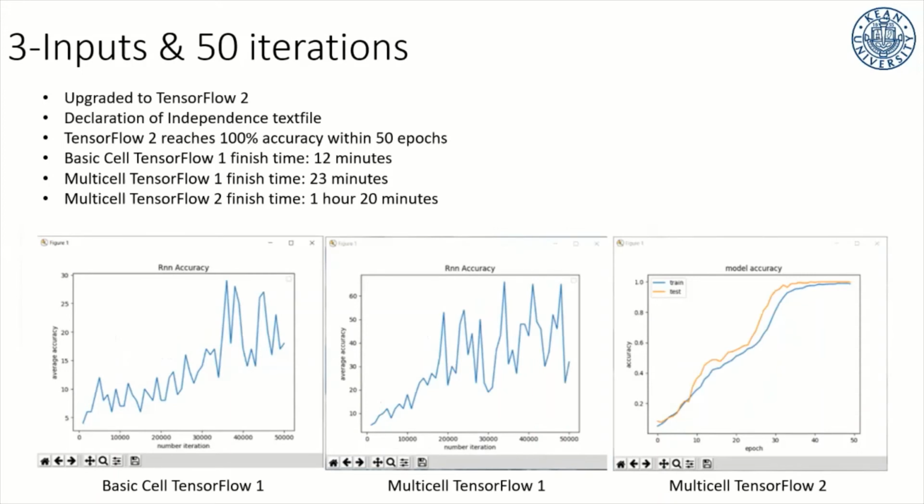Towards the middle of our research, we fully upgraded our RNN script from TensorFlow 1 to TensorFlow 2. From here, I wanted to graph the improvement from our Basic Cell TensorFlow 1 RNN script all the way to our multi-cell TensorFlow 2 script using the same Declaration of Independence script for all 3. As you can see from the graph below, we saw a massive improvement in accuracy when upgrading to TensorFlow 2. Using multiple iterations between epochs led to our 1,332 word script to reach 100% accuracy within 50 epoch run, something that we weren't able to accomplish previously.